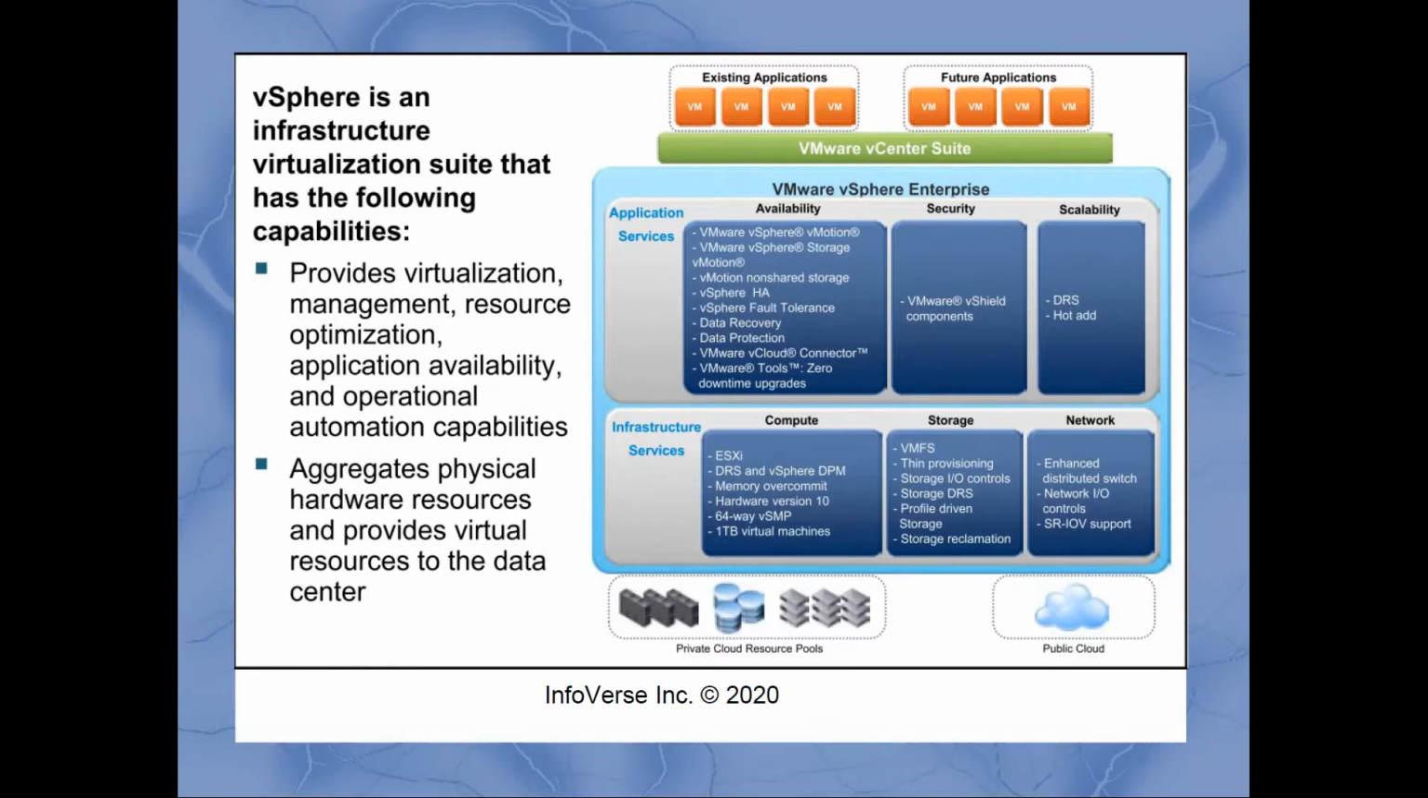When we talk about availability, the number one feature is VMware vSphere vMotion. This feature allows us to migrate virtual machines from one host to the other without any downtime. So this is an extremely important capability from an enterprise point of view, as there is no downtime and we're able to migrate a virtual machine from one ESXi host to the other.